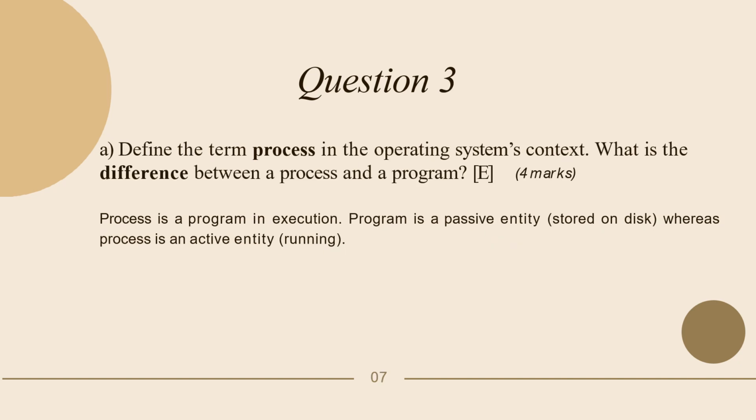Question 3a. Define the term process in the operating system's context. What is the difference between a process and a program? The mark allocated for this question is 4 marks, and this is how we're gonna answer it. A process is a program in execution. A program is a passive entity stored on disk, whereas a process is an active entity running.